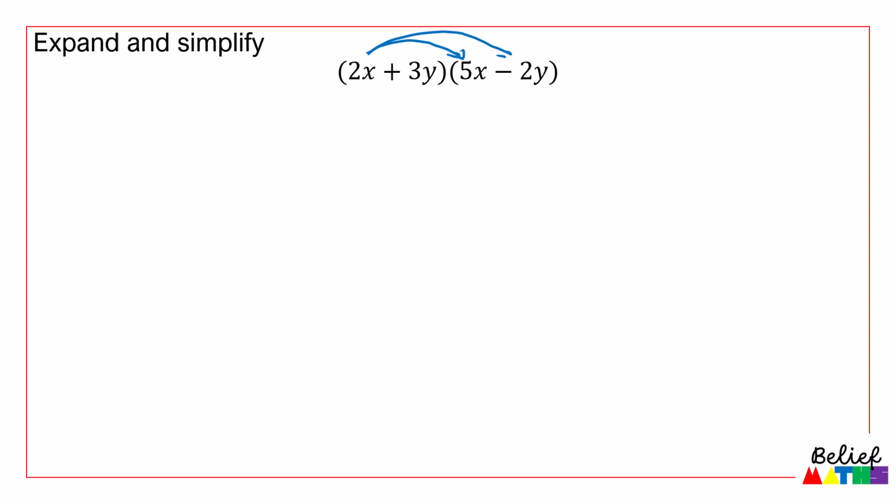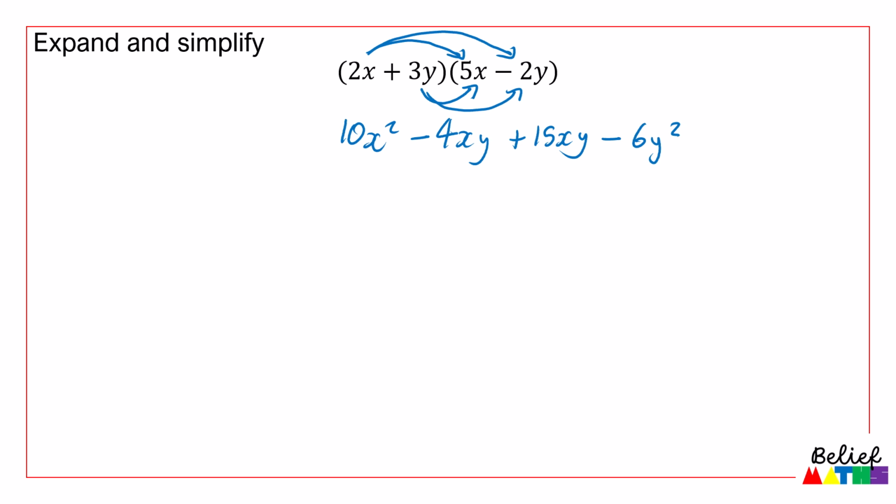So first, 2x times 5x is 10x squared. 2x times minus 2y is minus 4xy. Then we're going to multiply our 3y by everything in the other bracket. So 3y times 5x is plus 15xy. And then 3y times minus 2y is minus 6y squared.